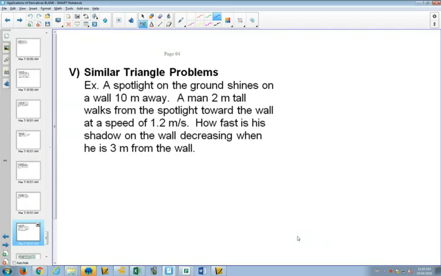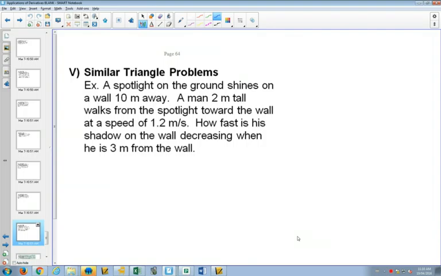So here we've got a spotlight on the ground shining on a wall 10 meters away. A man is walking from the spotlight towards the wall, and we have his speed, and we want to find out how fast his shadow is decreasing when he's 3 meters from the wall.